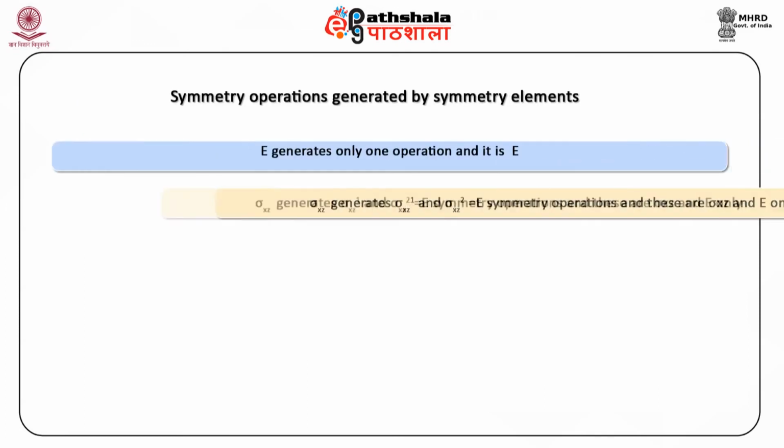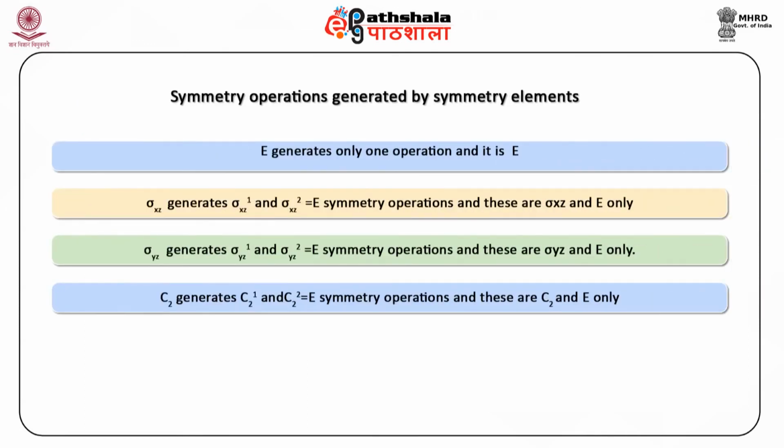Thus, we can say that total symmetry operations generated here are sigma xz, sigma yz, C2 and E in H2O. That is, only 4 symmetry operations are generated by 4 symmetry elements. In case of H2O molecule, number of symmetry elements and symmetry operations are same. This is not always the case.